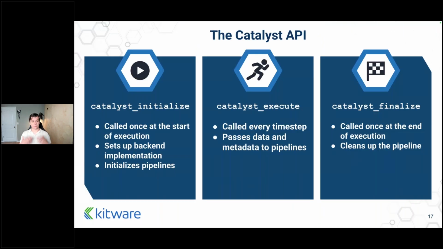There are 3 functions that we really need to worry about here. So we've got Catalyst initialize, Catalyst execute, Catalyst finalize. Catalyst initialize executes once at the start of execution, it sets up all of our backend implementation, and it initializes pipelines. Catalyst execute can be called every time step. This can be controlled either by the simulation, or it can control itself, how often the catalyst should be executed. And this is actually responsible for passing simulation data and metadata through pipelines.